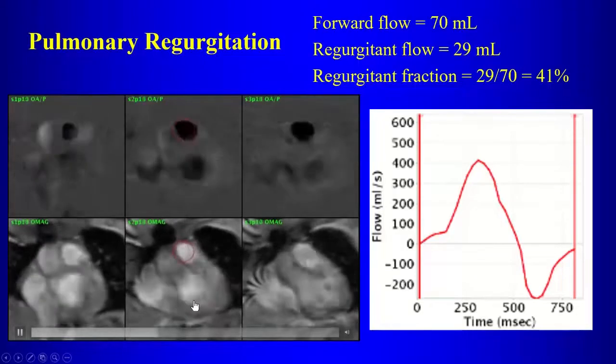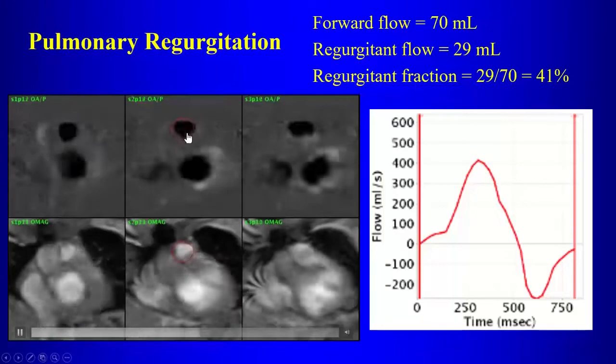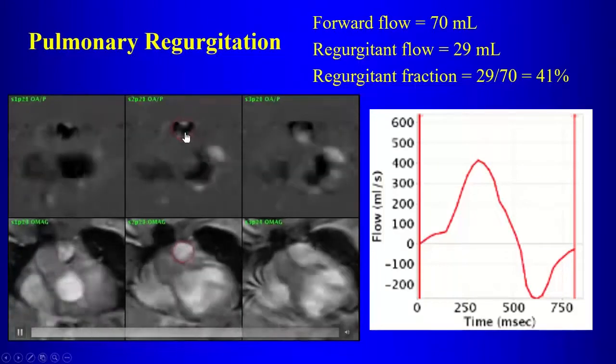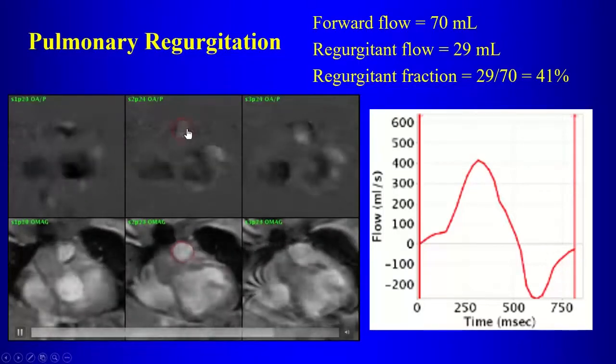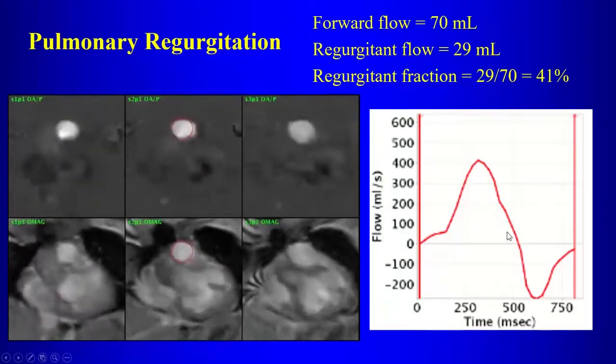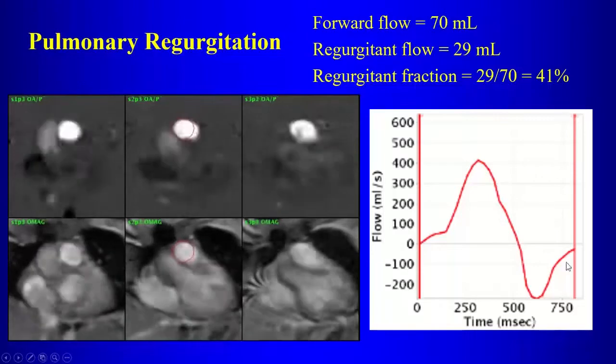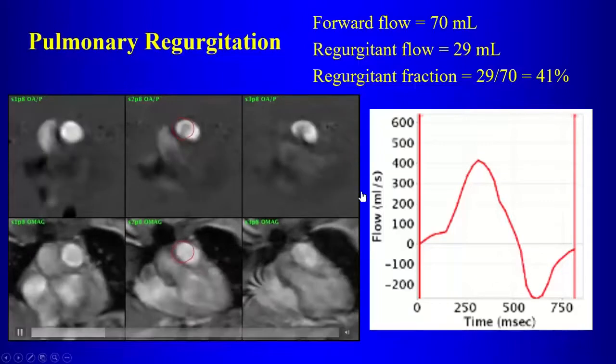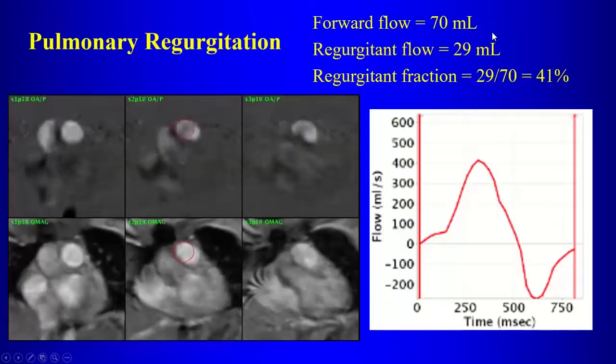Now for pulmonic valve regurgitation, here are cross-sectional views through the pulmonic valve using phase contrast imaging. These are the magnitude images. Notice that during systole, the color is white, but it is changing color. During diastole, it's turning black, meaning that the flow is reversing. So the flow is going backwards when it is turning black here. That's pulmonic valve regurgitation.